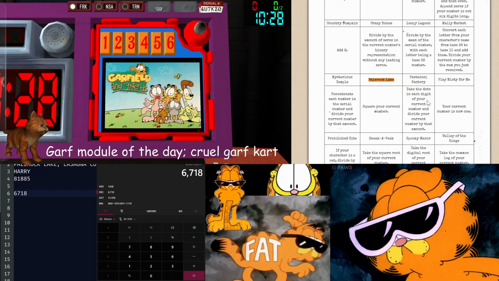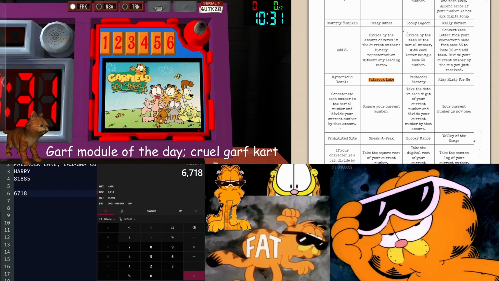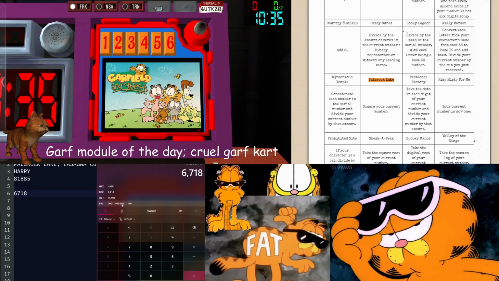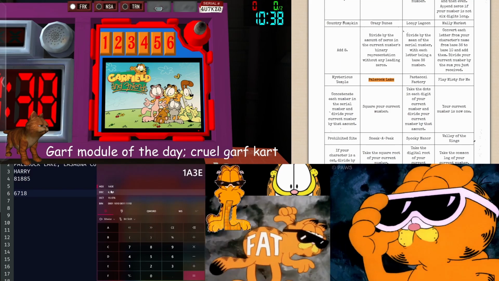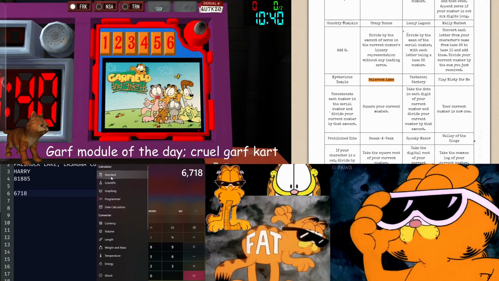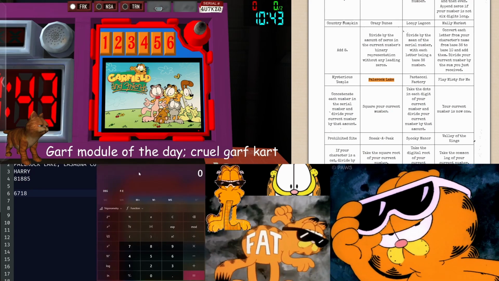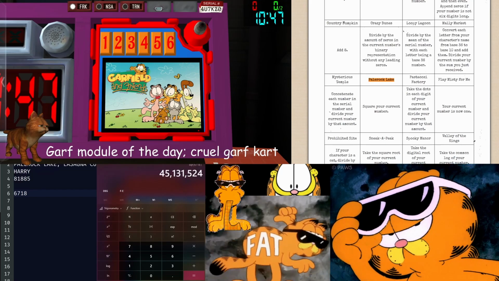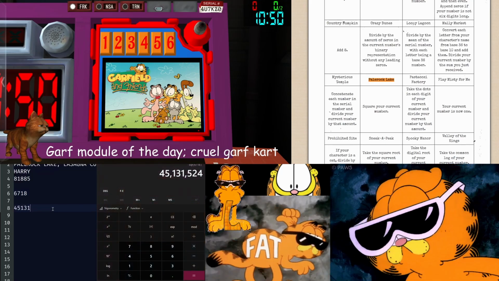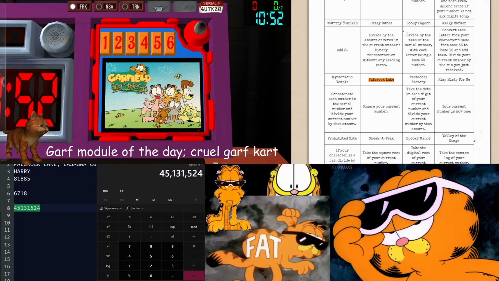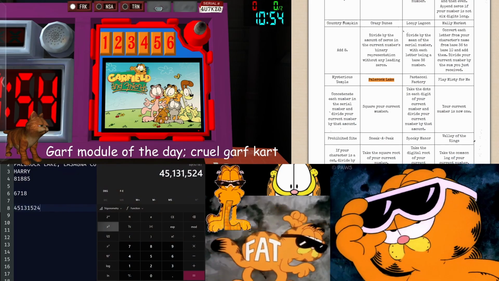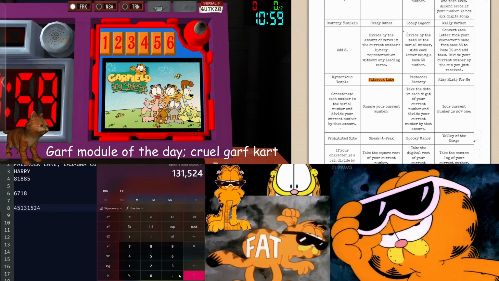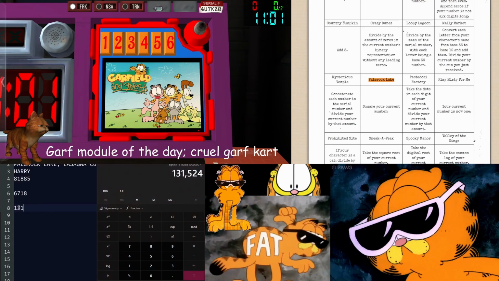Square your current number. Would you just multiply it by 2, or multiply it by itself? So, if we quickly do 6718 squared, that gives us 45,131,524. We're gonna take this and mod by 1,000,000. That gives us 131,524.